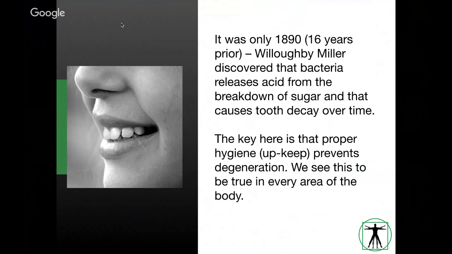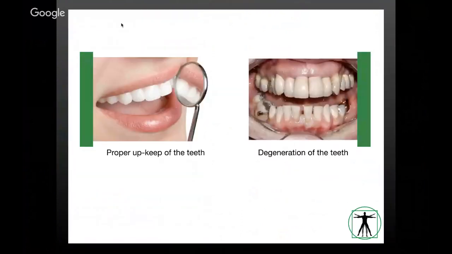And so they were able to figure out through deductive reasoning that the key was that proper hygiene or upkeep would prevent degeneration in the teeth. And you know what? We see that to be true in every area of the body, not just the teeth. We look at the teeth and you can tell which person has been keeping proper upkeep of their teeth. They've been brushing and flossing and preventing degeneration of their teeth. We can see it in the body.